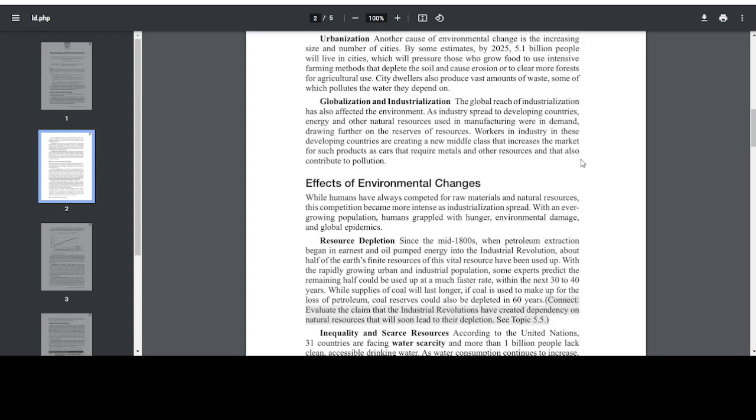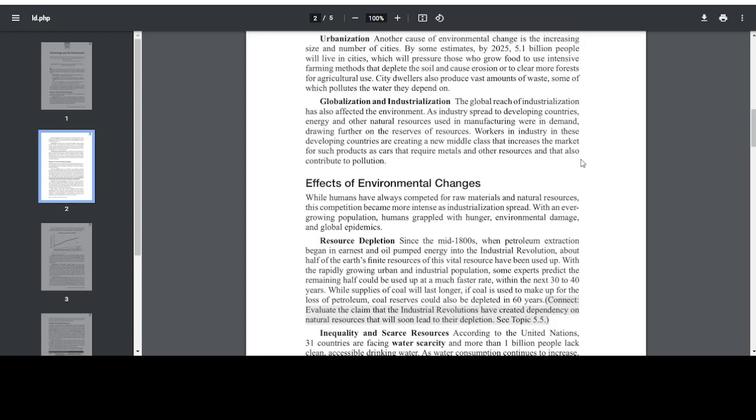Urbanization. Another cause of environmental change is the increasing size and number of cities. By some estimates, by 2025, 5.1 billion people will live in cities, which will pressure those who grow food to use intensive farming methods that deplete the soil and cause erosion, or to clear more forests for agricultural use. City dwellers also produce vast amounts of waste, some of which pollutes the water they depend on.